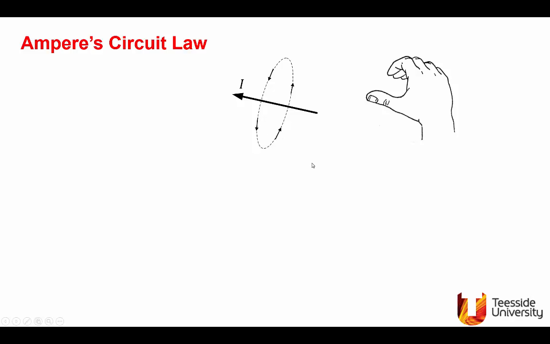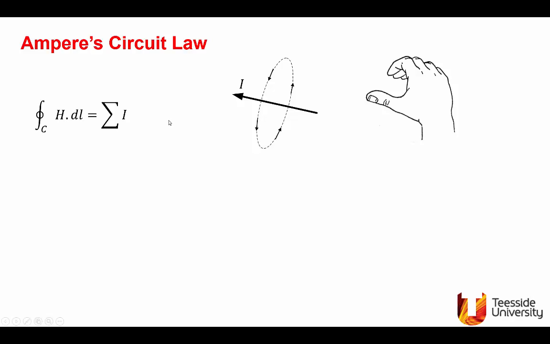conductor. Later on in the 1800s, the relationship between electric current and magnetic fields was quantified in Ampere's circuit law, which basically states if you integrate H along a closed contour, H dot dl, that will equal the sum of all the currents enclosed within that particular contour.